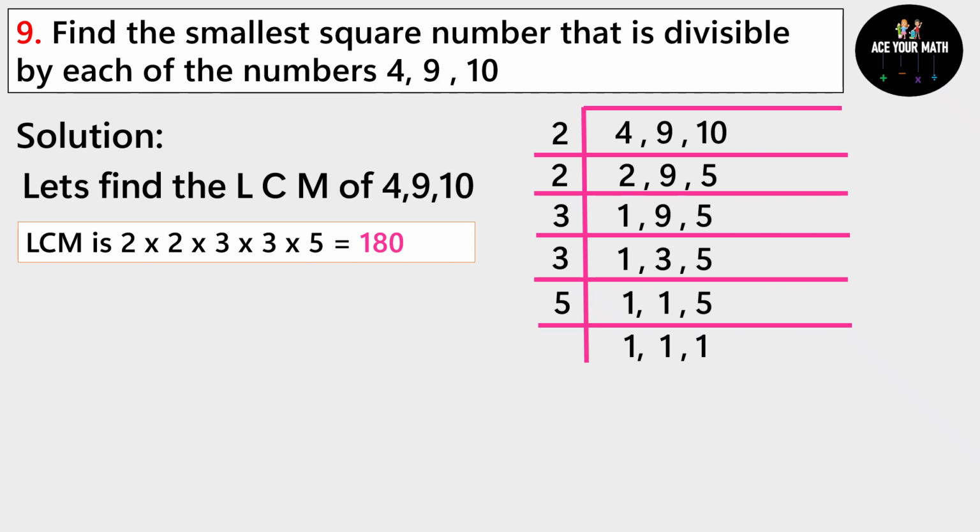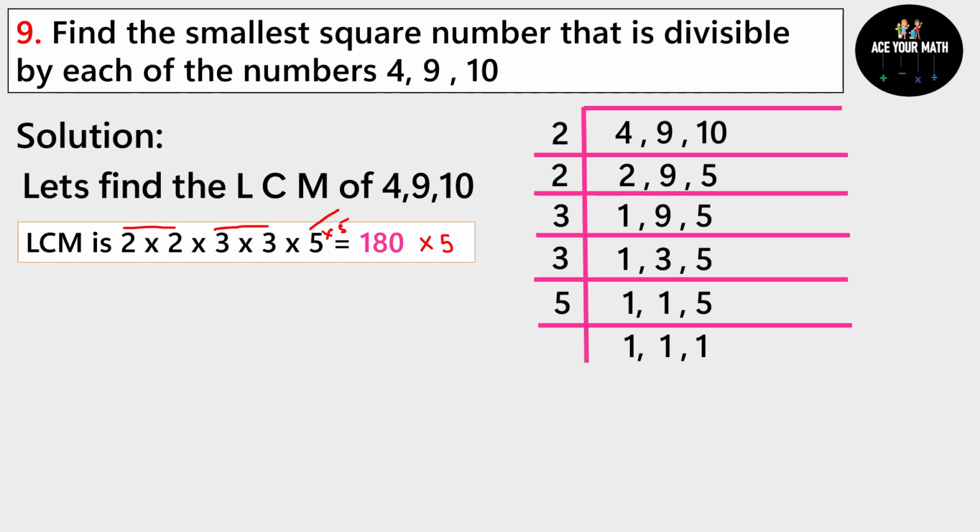See, it is not a square number because 2 and 2 form a pair. 3 and 3 is also in the pair, but 5 is not in the pair form. It means 180 is not a square number. So what we will do, we will multiply. Now, if we multiply this whole term by 5, then the 5 will become 5 times 5, so it will also become a pair.